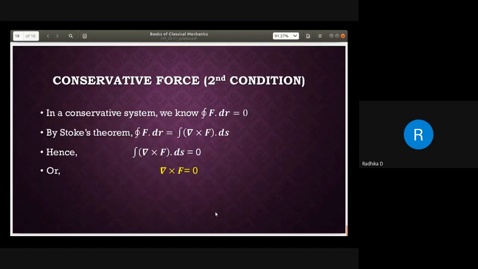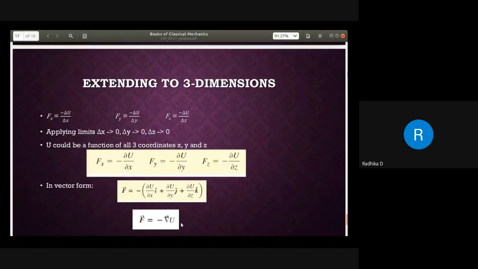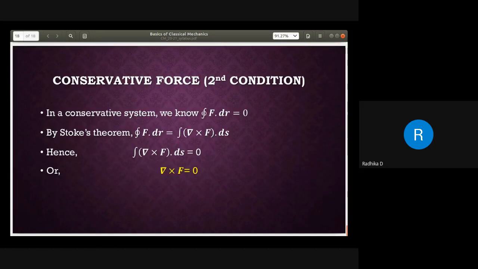Now, one more aspect about the conservative force. First thing, we said that force is the negative gradient of potential energy, right? And we said earlier that the total work done is 0. So in integral form, I can write the closed integral of F·dr is 0. What is a closed integral? Open integral means you are going only from position A to position B. When it's a closed integral, that means you go from A to B and then return back from B to A. So that is what is happening in a conservative system.